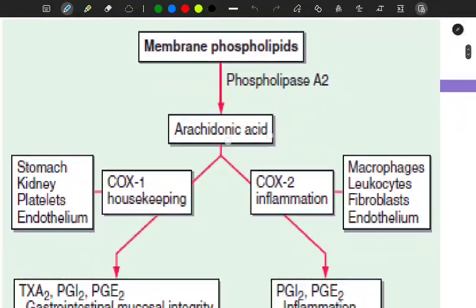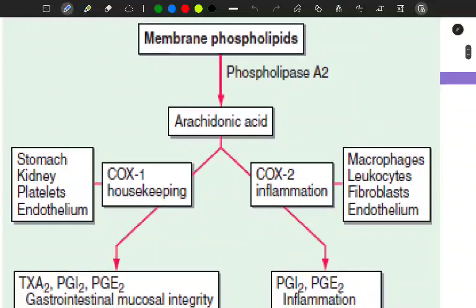Okay. That's an introduction, how things go. So we have the cell membranes, and the cells contain phospholipids. And we know there is an enzyme called phospholipase A2. That's the enzyme that produces arachidonic acid, and the arachidonic acid will be the substrate acted upon by COX-1 and COX-2, cyclooxygenase 1 and 2. Cyclooxygenase 1, as you see, is a housekeeping enzyme.